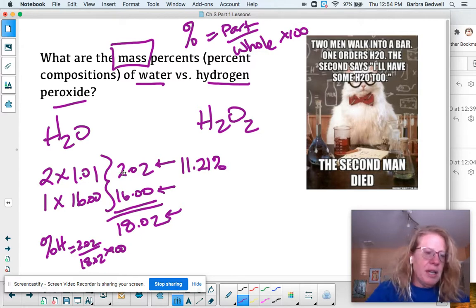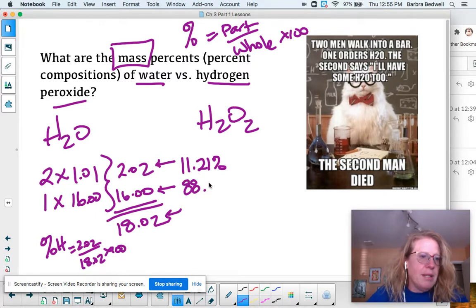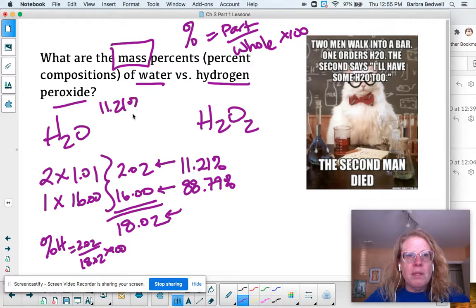Then I'm going to do 16.00 divided by 18.02. Again, the oxygen part divided by the whole. And this gives me a percent here of 88.79%. And yes, these should add up to 100 if you've done it right. So I would not do the 100 minus 11.21 to figure out the other one, just in case. It'll help you actually catch your errors. But at the end, go back and do that quick check: do these add up to 100? And yes, they do. So water is 11.21% hydrogen and 88.79% oxygen. That's kind of how we would do that.